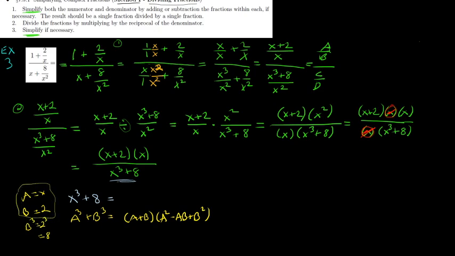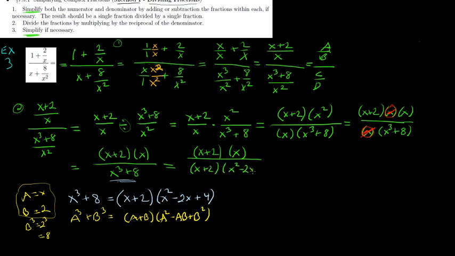So that means we get x plus 2 times x squared minus x times 2, or 2 times x, plus 2 squared. 2 squared is 4. All right, so that's the denominator. And when I factor it, well, I just did that, right? But let me just copy it down here. This factors as x plus 2 times x squared minus 2x plus 4.